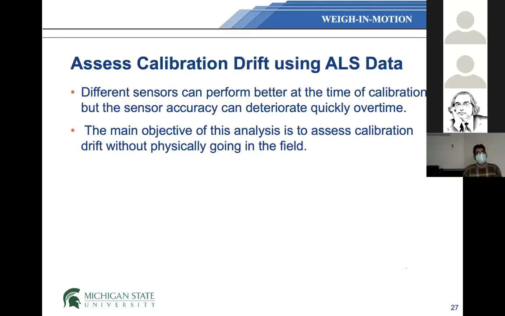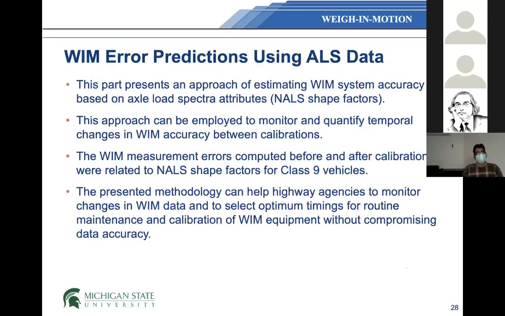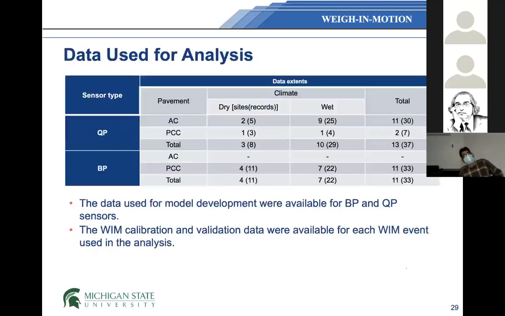So we have data before and after calibration accuracies, and also load spectra before and after calibration. Based on that data, we have developed some models which are simple to use, and that can tell you whether your sensor needs calibration or not. So this is what I want to highlight. These are the sites we used where we have actual data before and after the calibration. When I say data, it is sensor accuracy data and also load spectra.